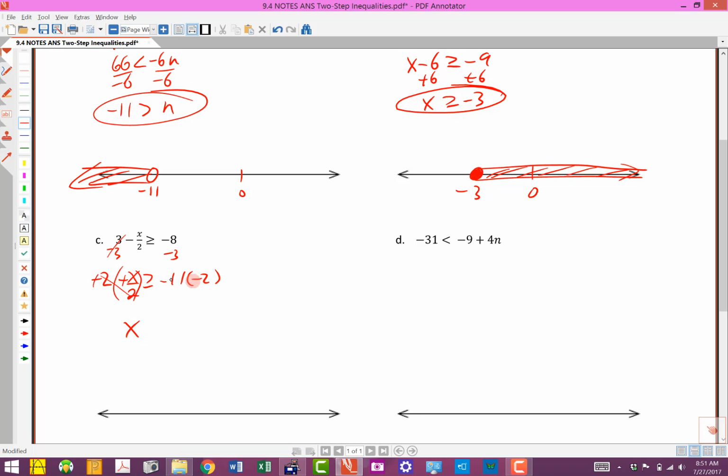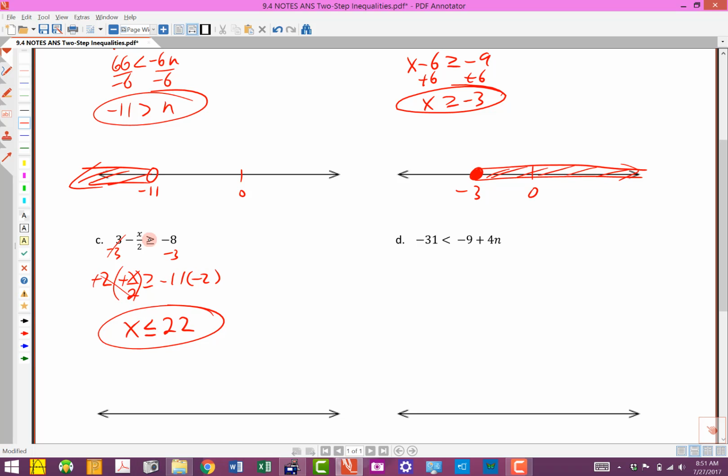We did multiply both sides by a negative, so we need to switch the direction of the inequality. So we're going to go like that. And then -11 times -2, that's +22. So there's our answer there. Now, again, this is another one of those interesting cases where everything here worked out to be positive, but because we multiplied by a negative, that's why we have to switch the direction.